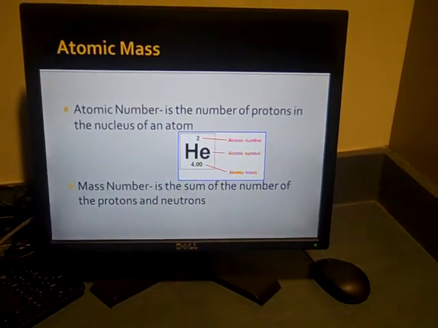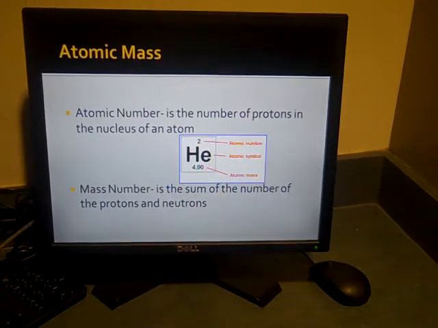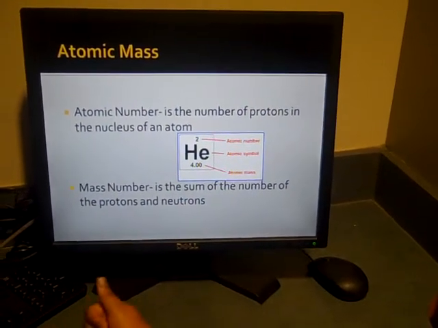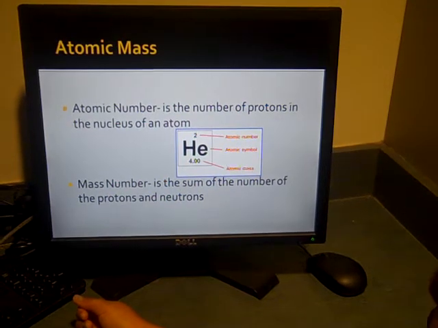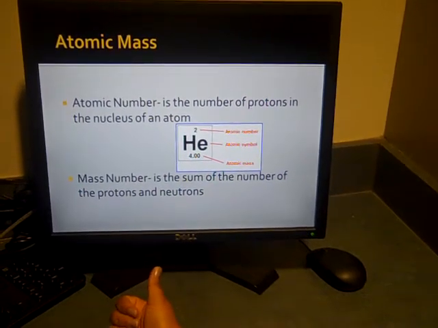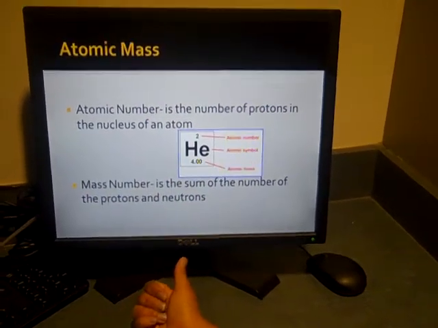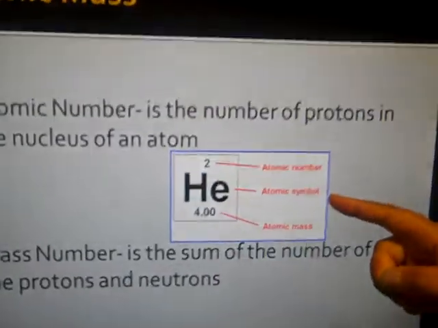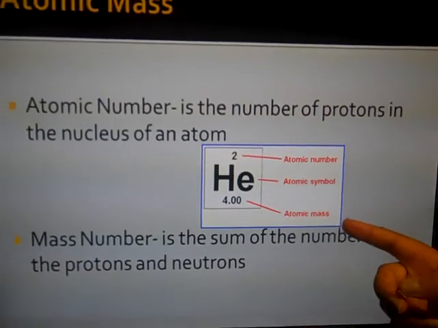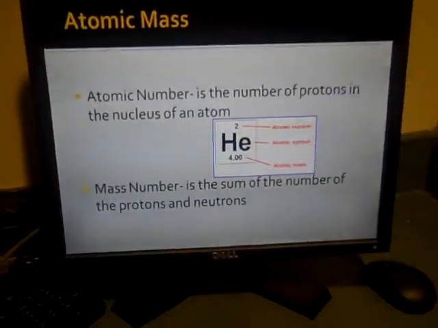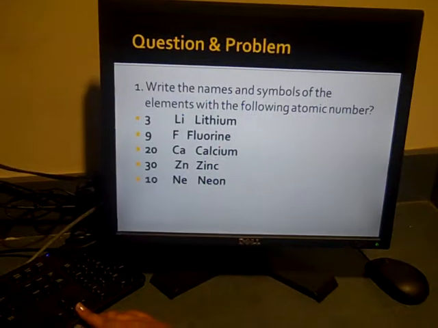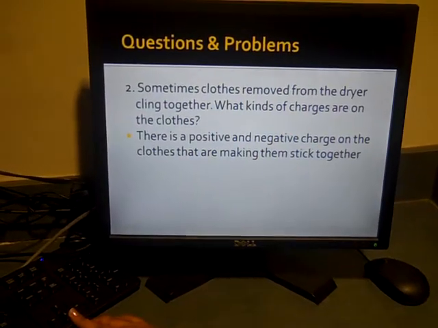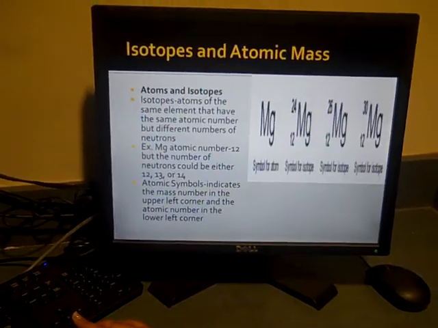The atomic number is the number of protons within the nucleus of an atom, and the mass number is the sum of the number of protons and neutrons. So if you look here, you can find the atomic number, the atomic symbol, and then the atomic mass. So here are some questions with the answers. Some more questions with the answers.